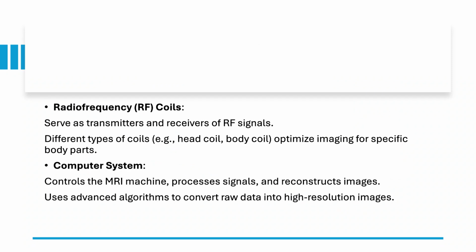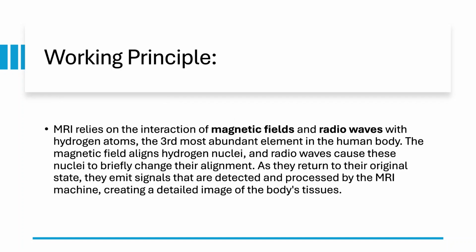Radio frequency coil. It serves as a transmitter and receiver of radio frequency signal. Different types of coil like head coil or body coil optimize imaging for specific body parts. Computer system. It controls the MRI machine. It processes the signals and reconstructs the image. It uses advanced algorithm to convert raw data into high resolution images.